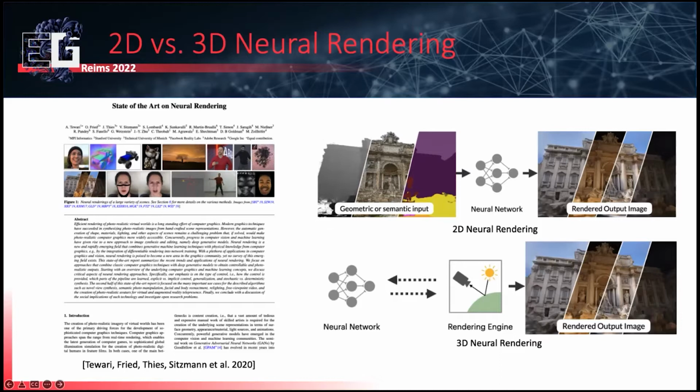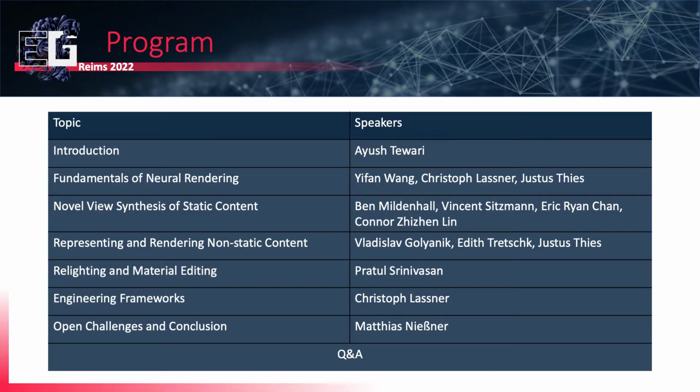As I mentioned, this is a very fast evolving field, and this talk aims to provide an overview of the field, but it does not include some of the very recent papers or papers which are beyond the scope defined in our report. We will cover several topics in our talk. We will talk about the fundamentals of neural rendering and also discuss several applications such as novel view synthesis, rendering dynamic content, and relighting. Finally, we will discuss some open challenges, and we will be happy to take questions after the talk. With that, let's start with the fundamentals.